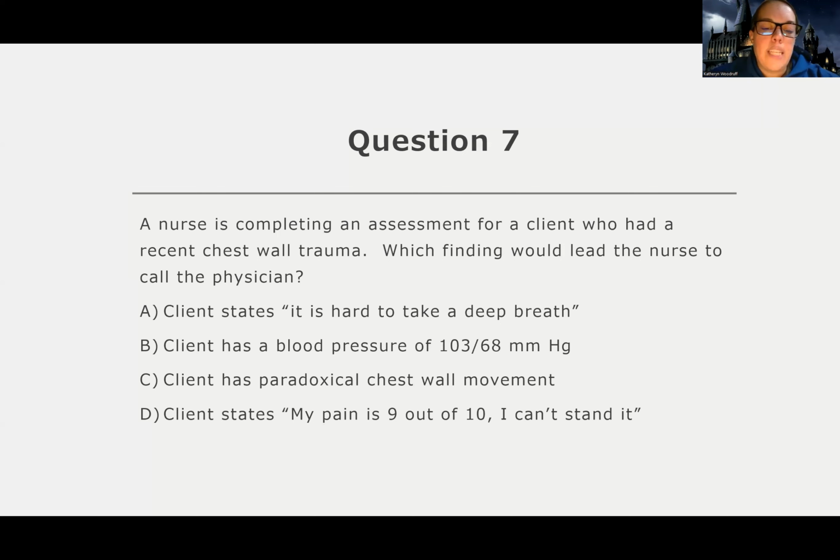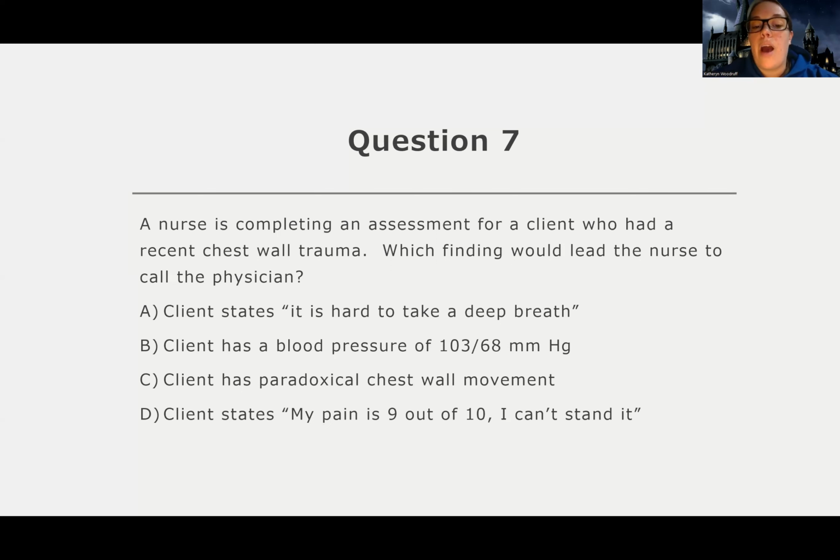And then the last one says, client states my pain is 9 out of 10, I can't stand it. So you have to start thinking about what's normal. Someone has chest wall trauma, and it could be a lot of things. It could be a car accident, a stabbing chest wound or sucking chest wound, whatever it might be. It's probably going to be hard to take a deep breath. They're probably going to have a lot of pain and feel like they can't stand it. They may have had blood loss or other fluid losses, and they could be in hypovolemic shock or have lower blood pressure. But if you calculate the MAP there, the MAP is good on that blood pressure and the systolic is above 100.